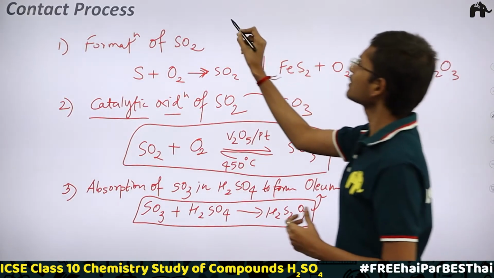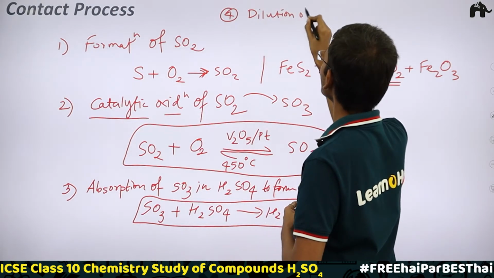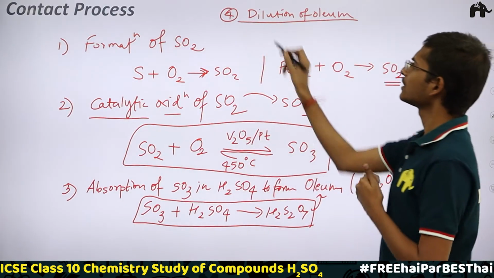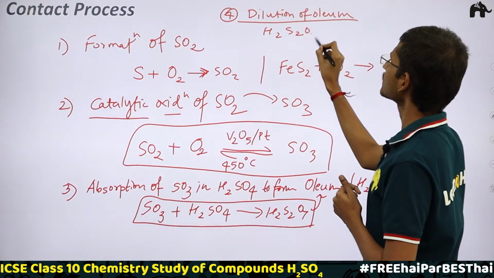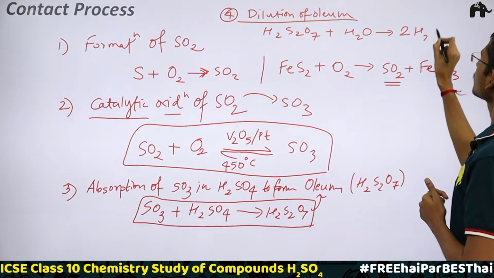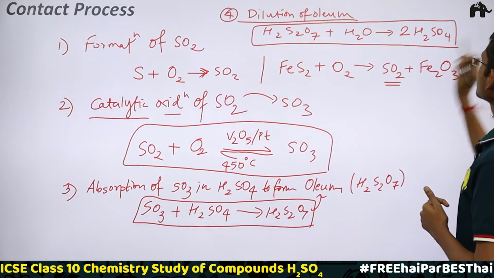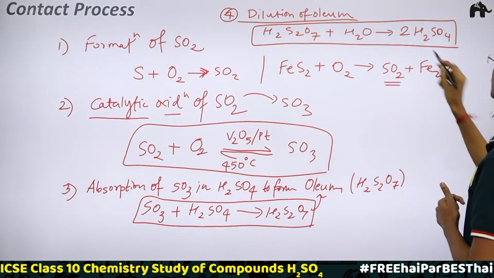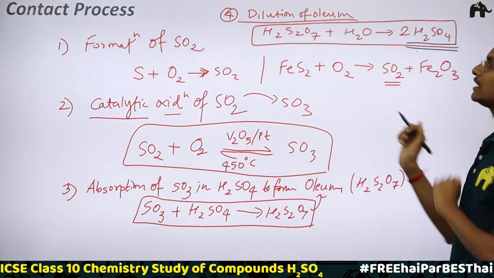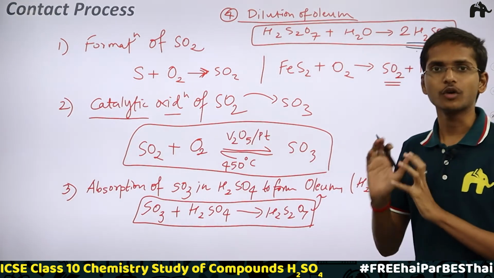So I'm going to write just the last step here. The fourth step is dilution, a very small step, dilution of oleum. We are going to dilute oleum with water. That's it. I'm going to take H2S2O7 and add water to it, and then I would get 2 molecules of sulfuric acid. That's it, and we got our product. So this is actually what is happening in the contact process. You need to remember only this much, that's fine, for your examination point of view also.